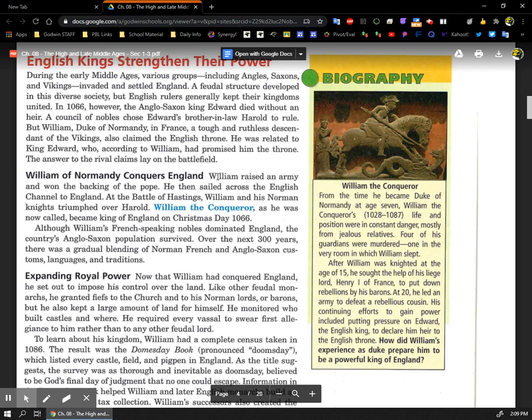William of Normandy conquers England. William raised an army and won the backing of the Pope. He then sailed across the English Channel to England. At the Battle of Hastings, William and his Norman knights triumphed over Harold. William the Conqueror, as he was now called, became King of England on Christmas Day, 1066. Although William's French-speaking nobles dominated England, the country's Anglo-Saxon population survived. Over the next 300 years, there was a gradual blending of Norman French and Anglo-Saxon customs, languages, and traditions.